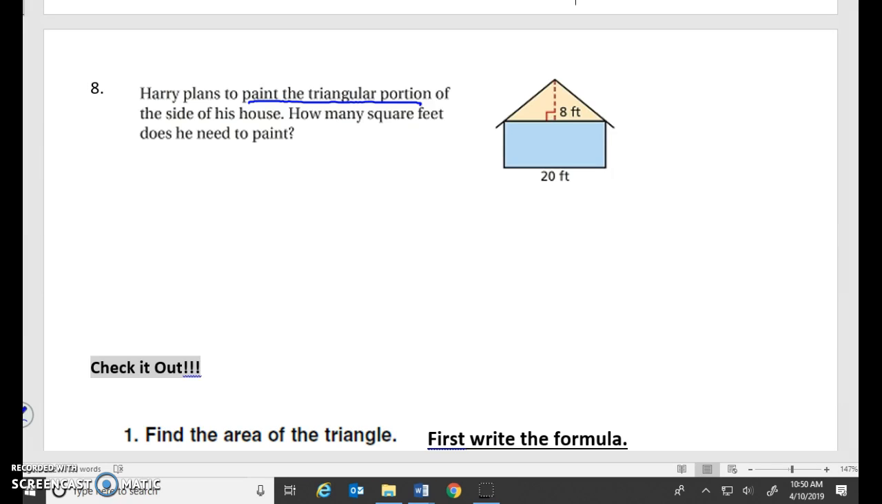What is the shape that I need to find the formula for? Triangle. So I'm going to say area 1/2 times base times height. Okay? Now, let's start filling in our numbers. 1/2 becomes 0.5. My base is 20. My height is 8. Go ahead and solve that. And don't forget your label. Okay, what did you find out was the square footage that he needs to paint? 80 feet. 80 feet squared.